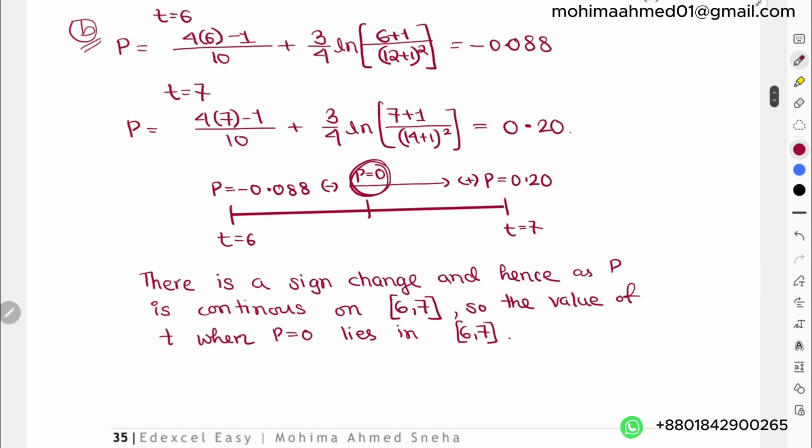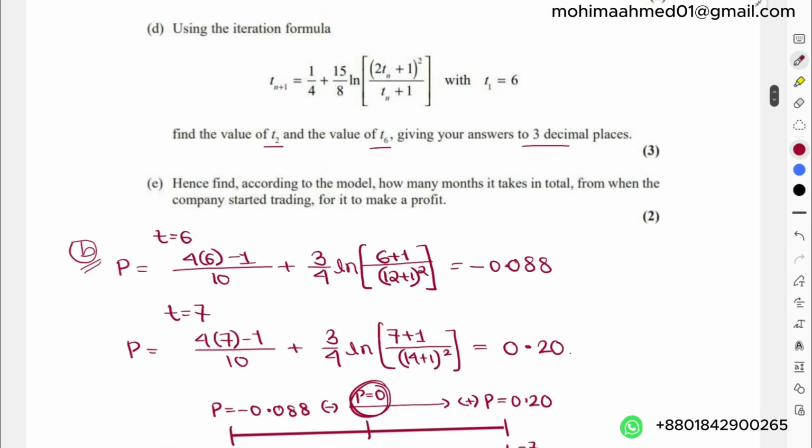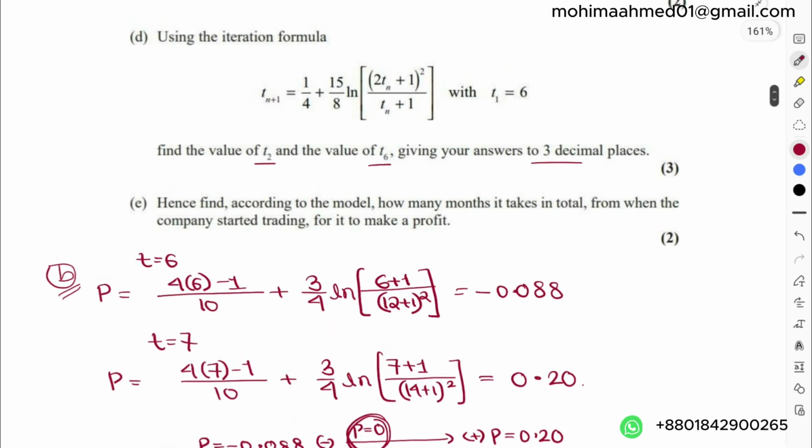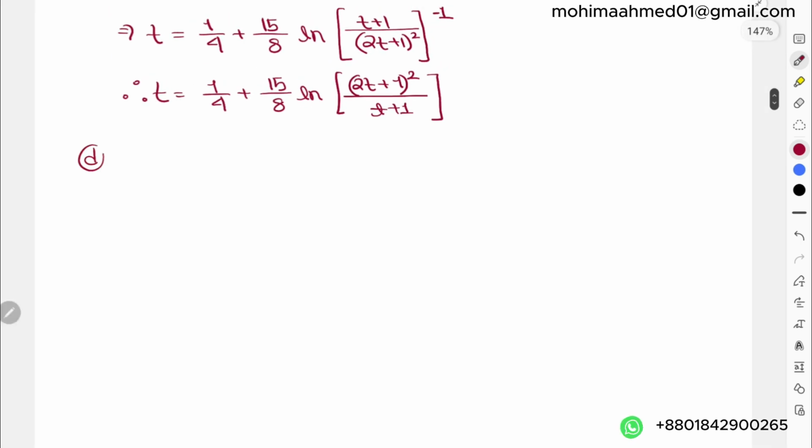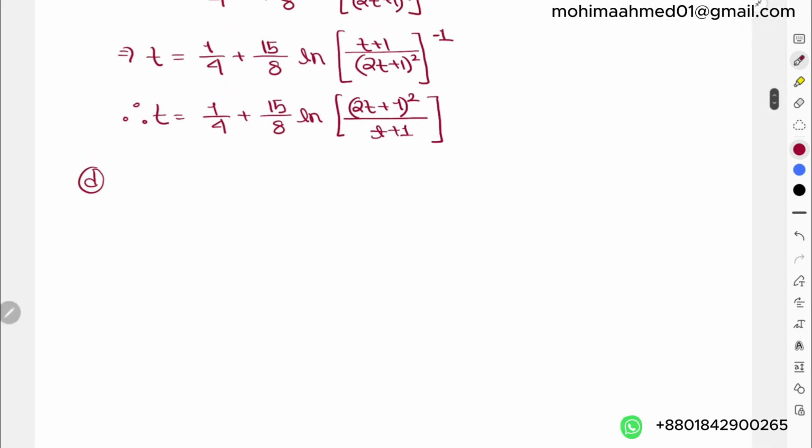Okay, let's try to find out the value for T2 and T6. If T1 is 6, then T1 plus 1 is 1/4 plus 15/8 ln of 2 times (6 plus 1) divided by (6 plus 1) whole square. That is going to be what?